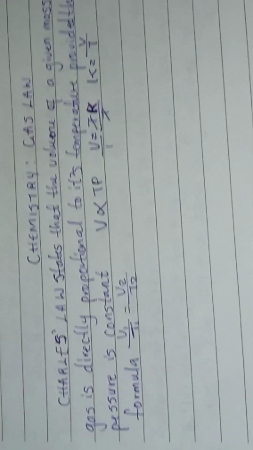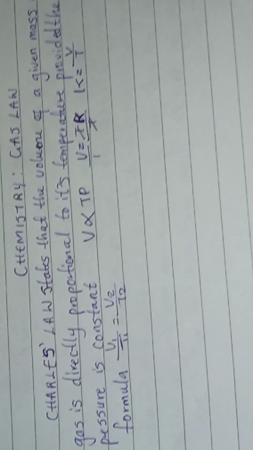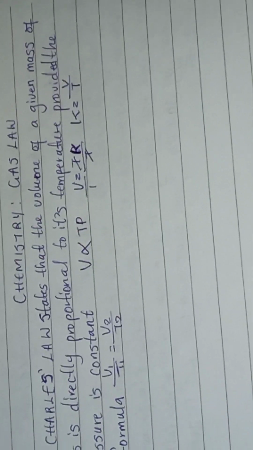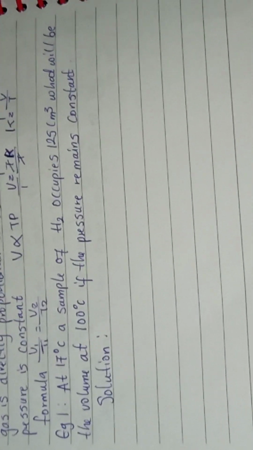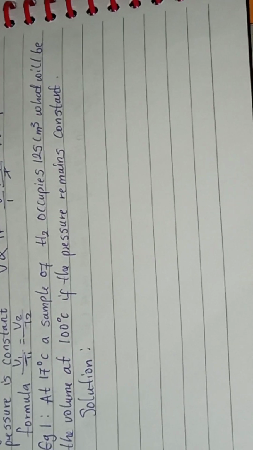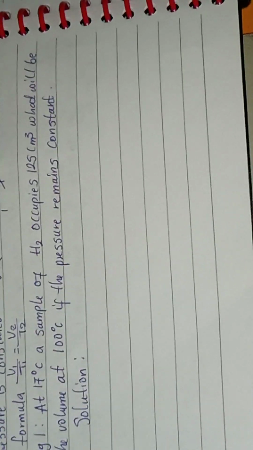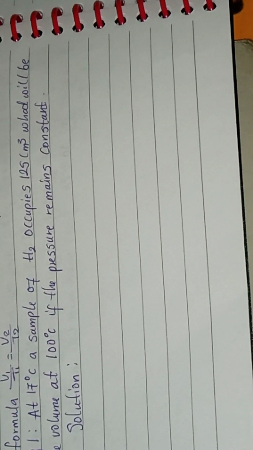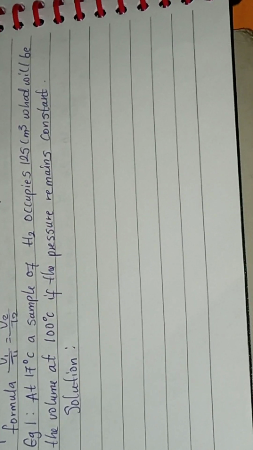Now let's try to solve questions with our formula. Let me draft out a question that we'll try to solve together. Now this is our question. We said at 17 degrees Celsius, a sample of hydrogen gas occupies 125 centimeter cube, which is the volume. So what will be the volume at 100 degrees Celsius if the pressure remains constant?